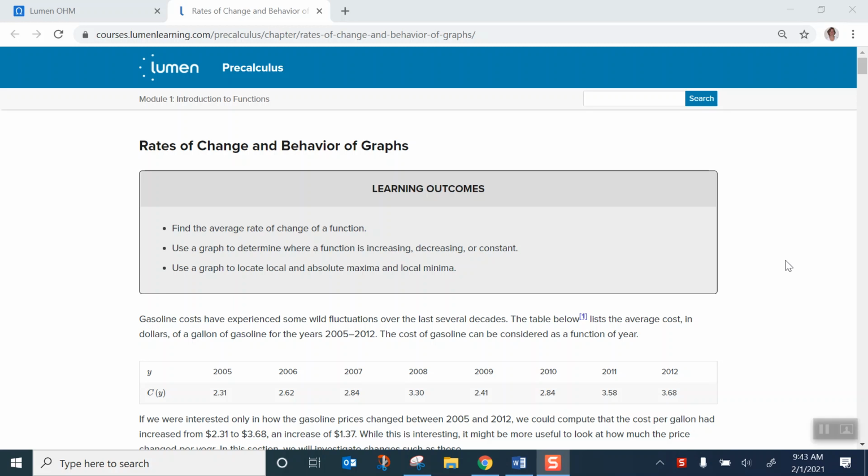In this video, we'll take a look at section 1.3 notes, rates of change and behavior of graphs. So we want to be able to find the average rate of change of a function, use a graph to determine where a function is increasing, decreasing, or constant, and also use a graph to locate local and absolute maxima and local minima.